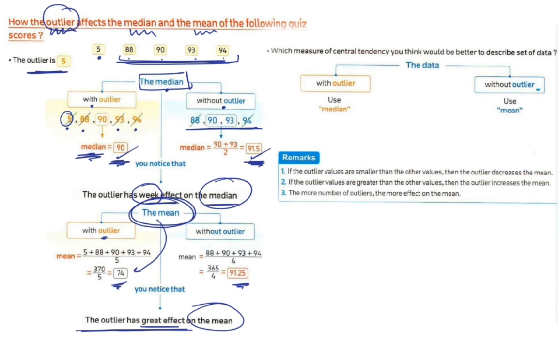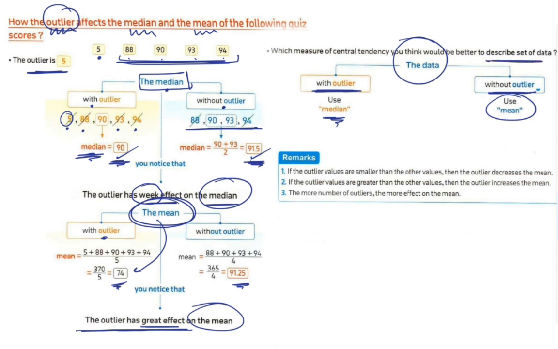Now we can conclude that we have some data here. If you have some outlier, I will use what? Median or mean? With outlier I will use median. Why? Because for median there is no effect from the outlier. But if my group of data has no outlier, I use the mean, because the mean is the best way to describe a set of data.